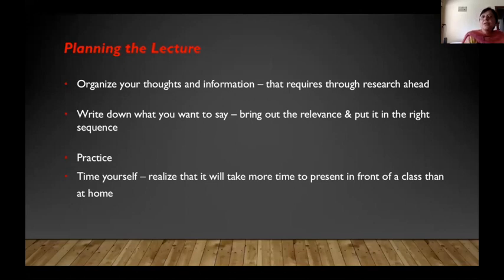So it cannot be something that you bring up in a day or two. It has to be well researched. Write down what you want to say. So you bring out the relevance in your pedagogy and put it in the right sequence. Then practice your pedagogy, very important. And then time yourself, extremely important.